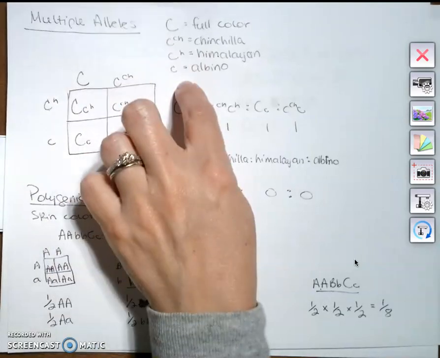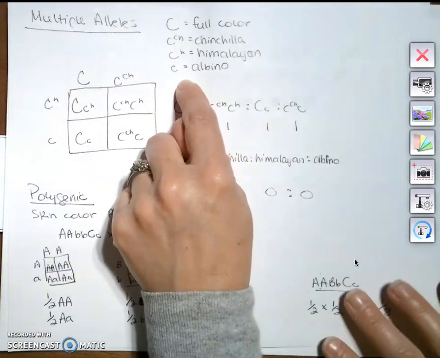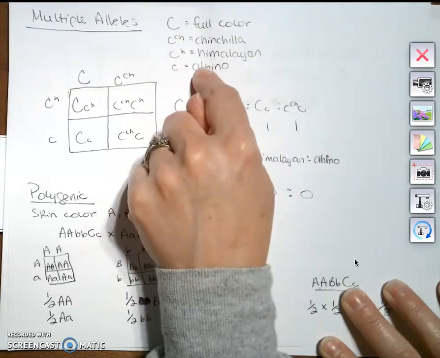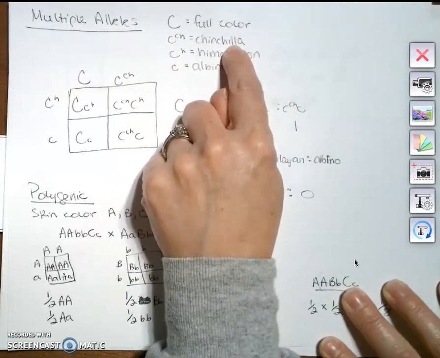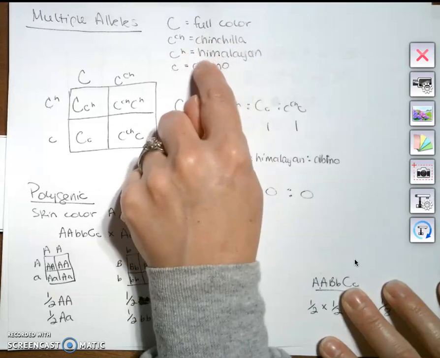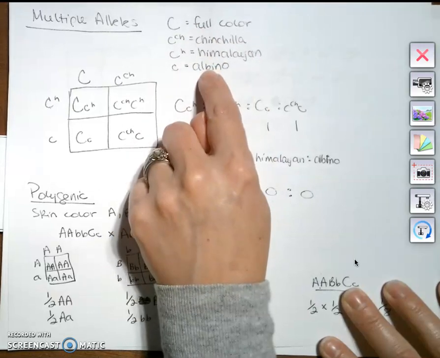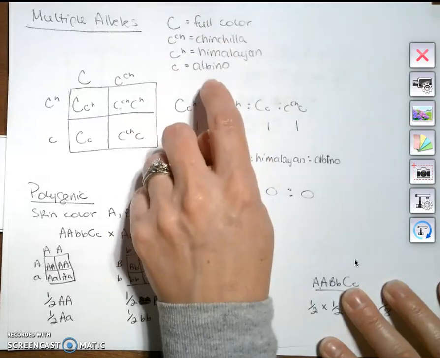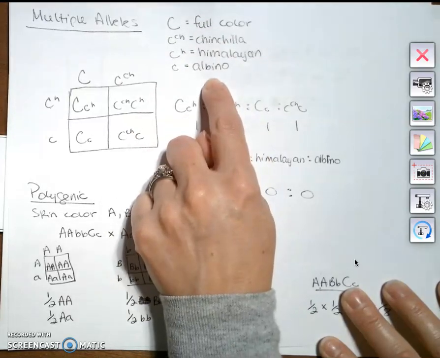And again, they will always tell you the order of the hierarchy of dominance. So this is the most dominant. It's dominant to all the others. Chinchilla is the second most dominant, meaning it's dominant to these 2 but not full. Himalayan is the next most dominant. It's dominant to albino but not these 2. And then albino is the recessive. So it's recessive to all the others.